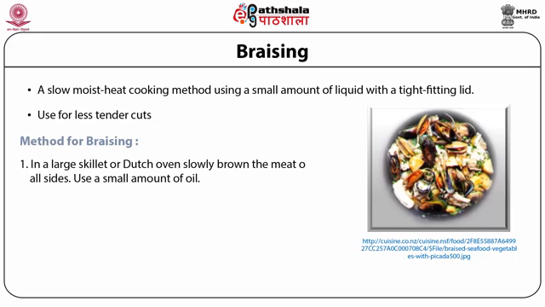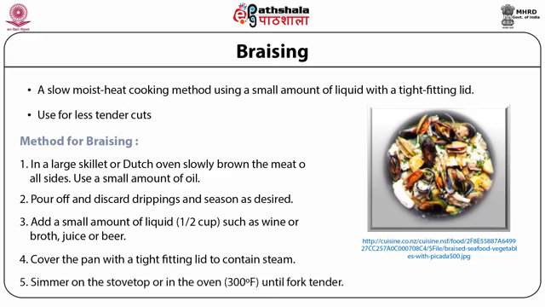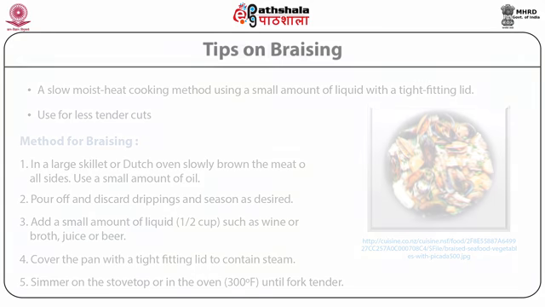First, in a large skillet or Dutch oven, slowly brown the meat on all sides. Use a small amount of oil. Second, pour off and discard drippings and season as desired. Then add a small amount of liquid such as wine, broth, juice or beer. Cover the pan with a tight fitting lid to contain steam. Simmer on the stove top or in the oven at 300 Fahrenheit until fork tender.